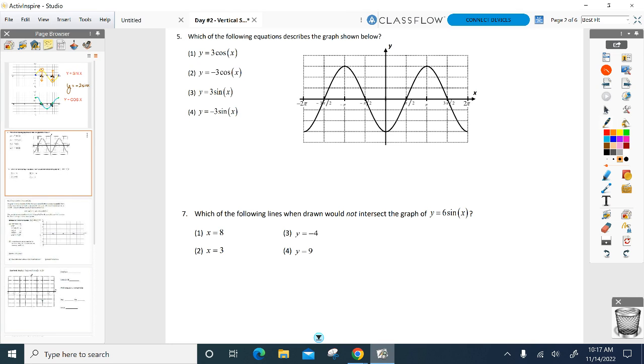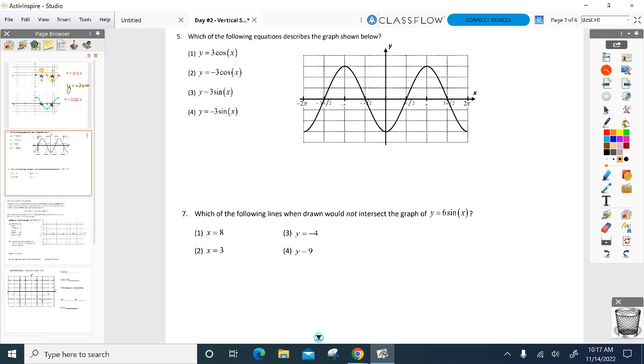Let me go over 5 and 7 from that assignment over the weekend. Number 5, you had to match the curve to the equation, something we did not do on Friday. I always gave you the equation and had you graph it. So now I want to give you the graph and have you match it.